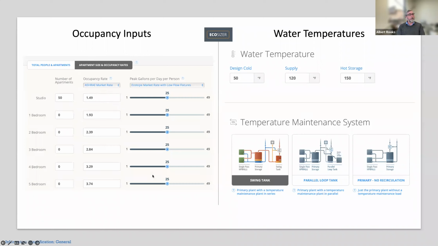And you can say 50 studios, 12 one bedrooms, 7 two bedrooms, and then 3 family, 3 bedroom. And it'll assign an occupancy rate. We can change the occupancy rate, or you could even go in there and override it. If you say, I know my occupancy rate better than these guys do, then you can put your number in. And then the next thing that we're going to do is the next column over, which is peak gallons per day.